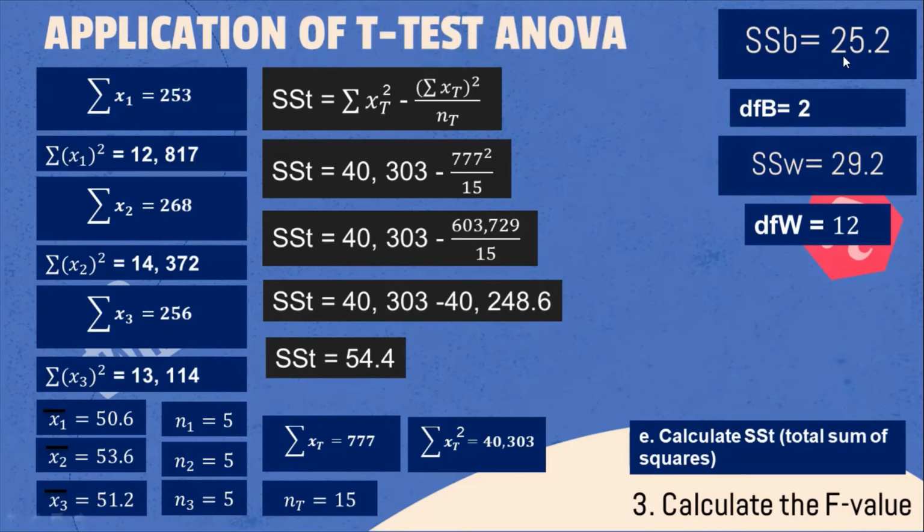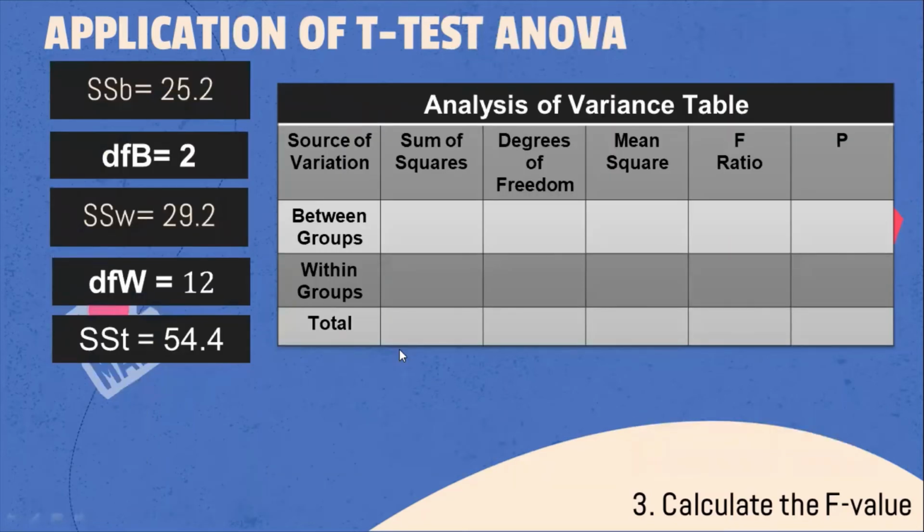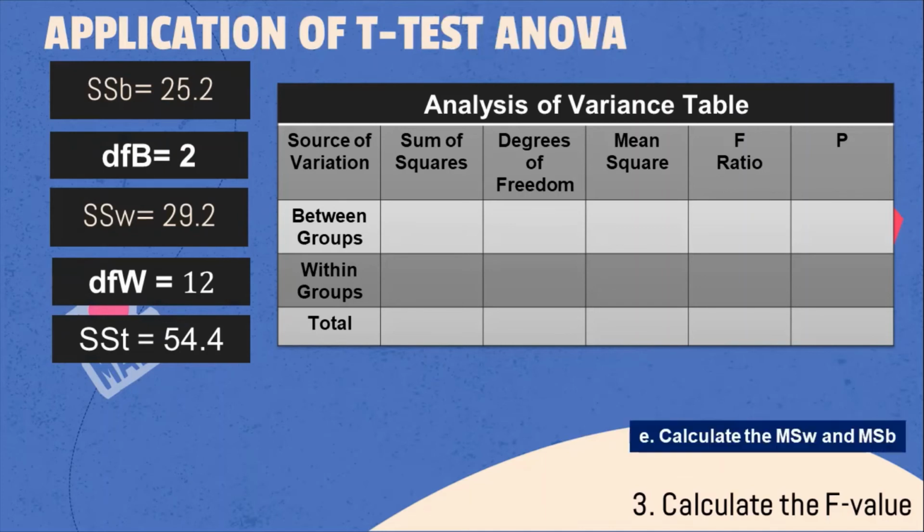As you can see, SSB plus SSW should be equal to SST. That is 54.4. 25.2 plus 29.2 is equal to 54.4. Okay, we're almost finished now because we just need to fill in this table for our last process. Calculate the MSW and MSB.